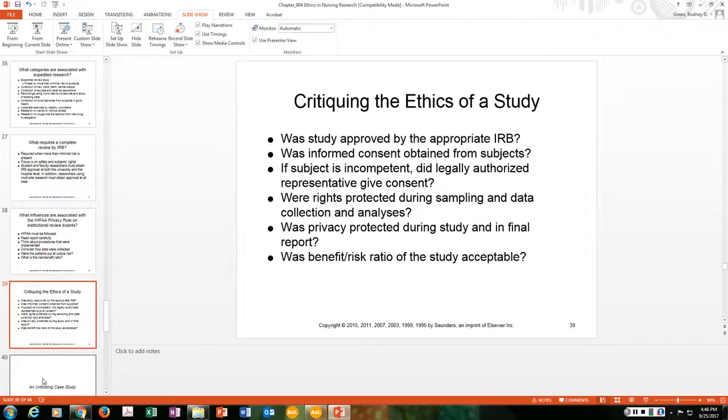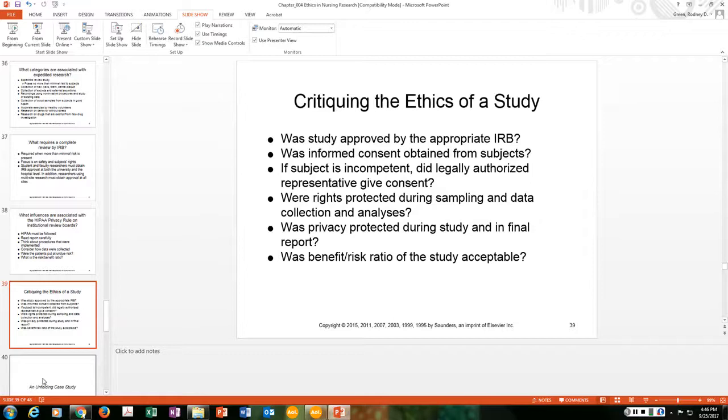Critiquing the ethics of a study. Some of the things that you want to consider are, was the study approved by the appropriate IRB? So look for that in the study.